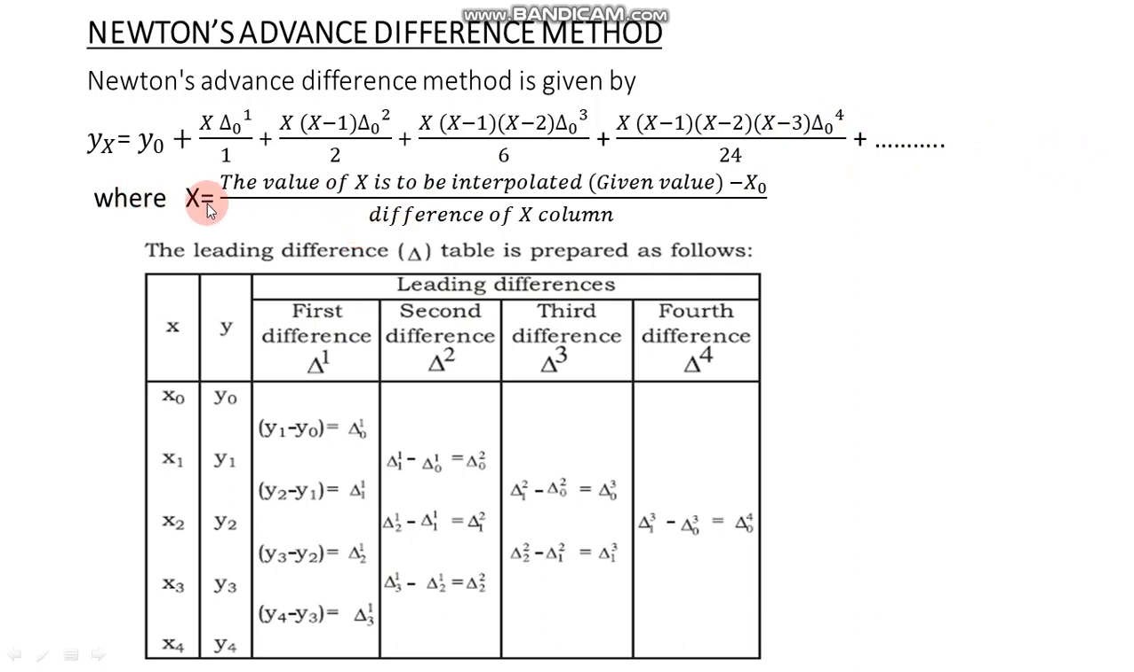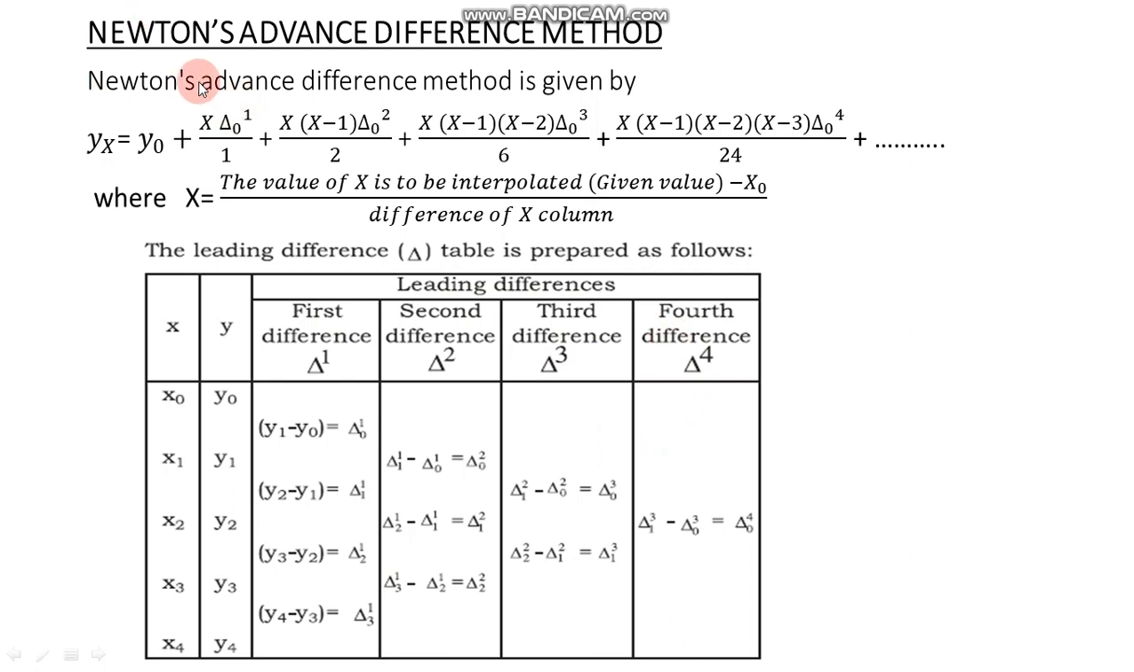Here x is equal to the value of x to be interpolated, or the given value, minus x naught, divided by the difference of the x column. After that, there is a procedure for the leading difference table. Look here, the x column is there and the y column is here. The first difference, second difference, third difference, fourth difference, until we get one number, you have to stop there. According to this pattern, here there is one number, delta naught 4, so you stop at delta 4. Unless you get one number, you continue. It may be the third difference, it may be the fourth difference also.